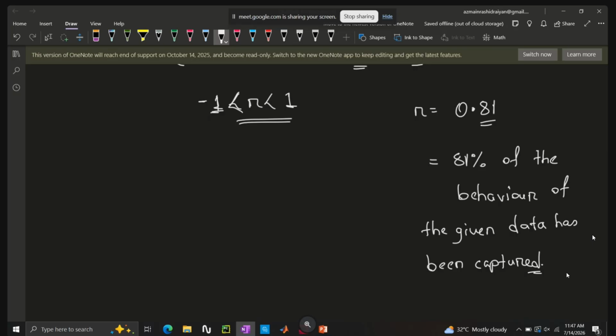Okay, which means 81% of the behavior of the given data has been captured. So what was the rest? Let's say the rest of the 100 minus 81. So the rest 19% of the data cannot be captured because of some irreversibility, or any kind of adverse condition or any kind of uncertain behavior. We could not capture the rest of the 19%. So the closer the value gets to 1, the stronger the correlation.